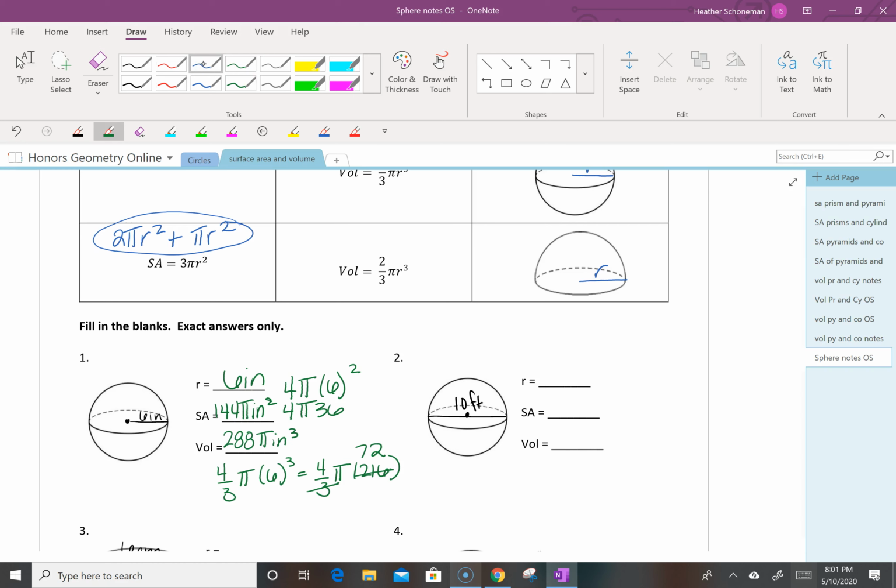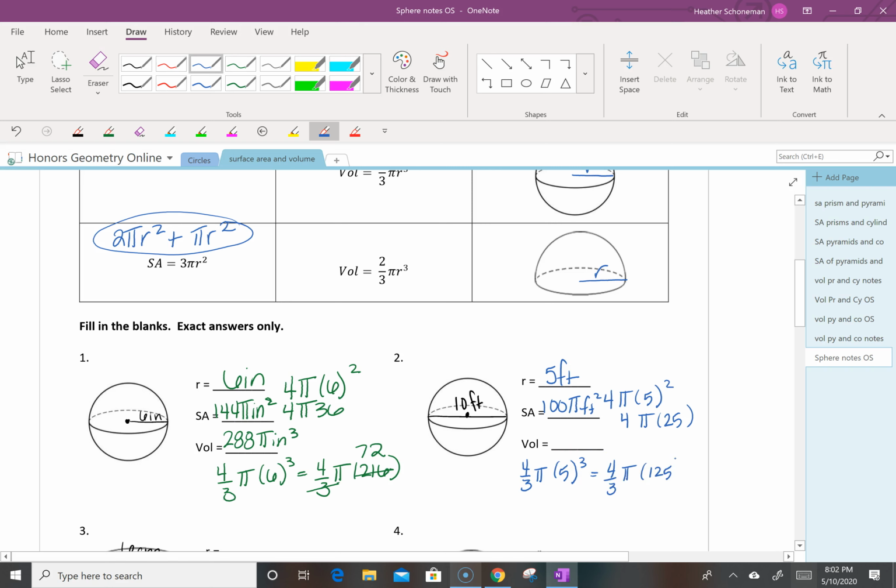Okay, let's try this again for number 2. So the radius, well, I gave you the diameter. That makes the radius 5 feet. The surface area is going to be 4 pi times 5 squared. Well, 5 squared is 25. So that would give you 100 pi feet squared. Volume is 4/3 pi times the radius cubed. So that's 4/3 pi times 125.